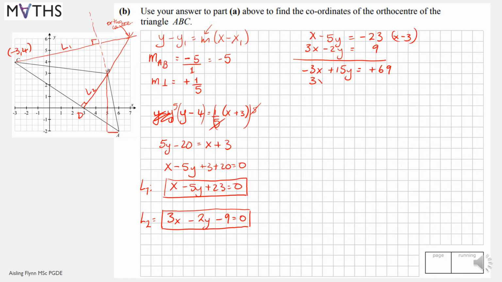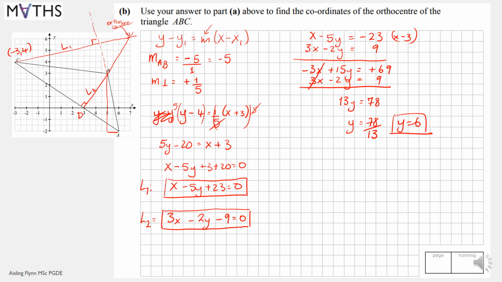And we'll combine that with the second line. So the x's are eliminated. I get 13y equals 78, and y equals 78 over 13. And when you divide that, you get y equals 6.